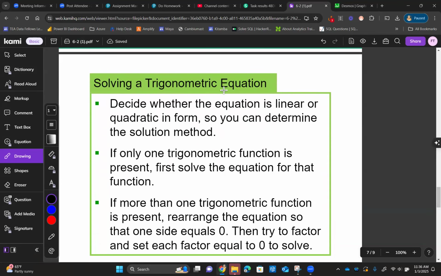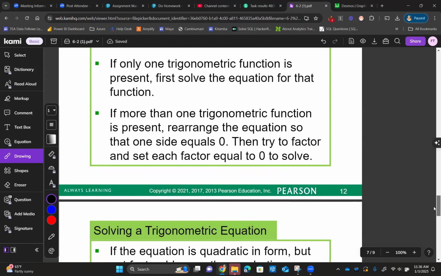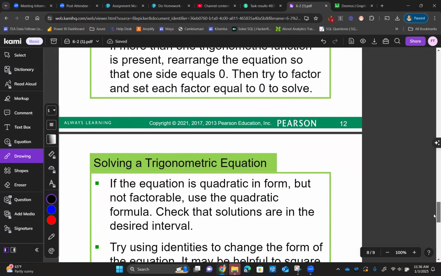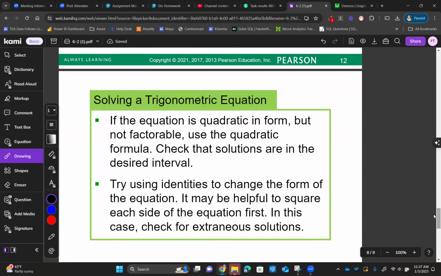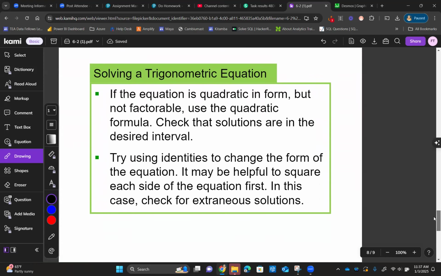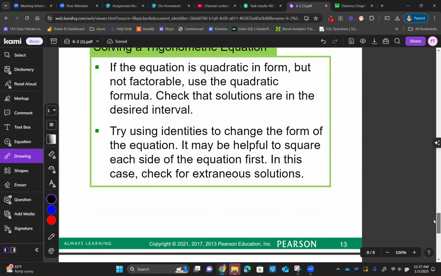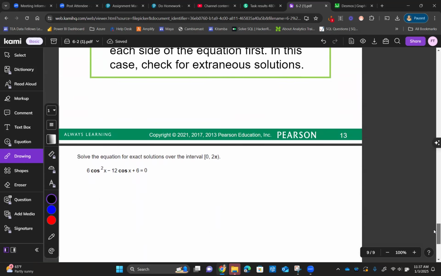Generally, when you are solving a trigonometric equation, you need to decide whether the equation is linear or in quadratic form so you can determine the solution method. If only one trigonometric function is present, first solve the equation for that function. If more than one trigonometric function is present, rearrange the equation so that one side equals 0, then try to factor and set each factor equal to 0 and solve. If the equation is in quadratic form, but not factorable, use the quadratic formula. Check that solutions are in the desired interval. Try using the identities to change the form of the equation. It may be helpful to square each side first and check.